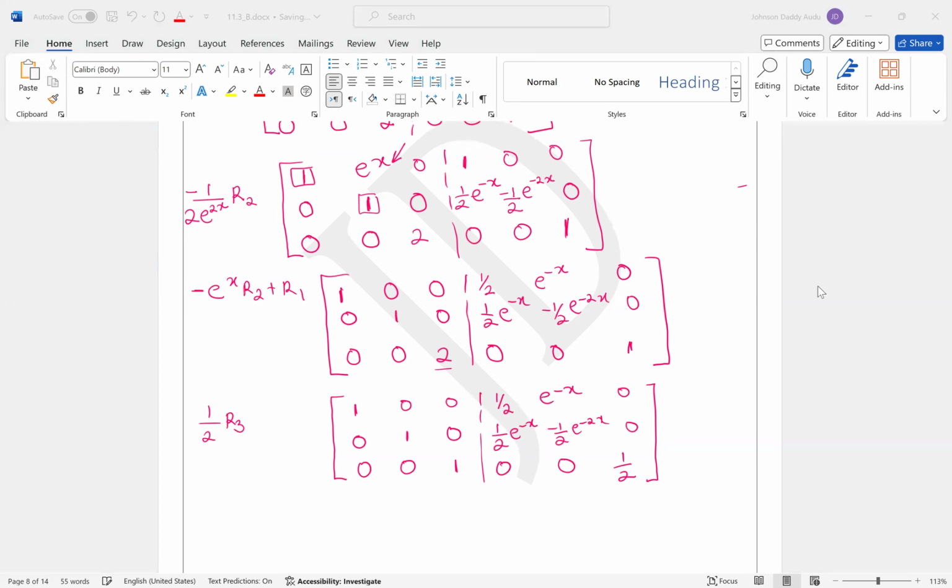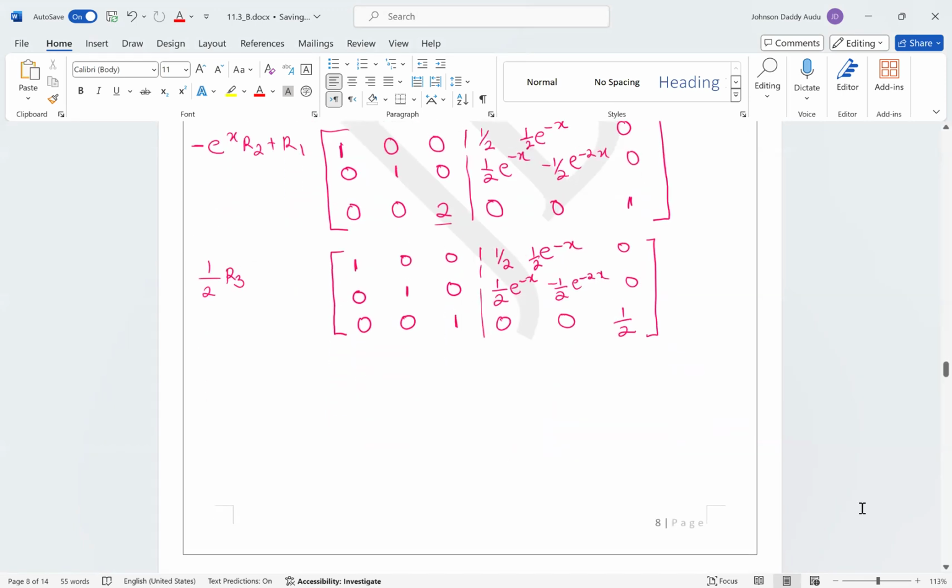All right, so I think there should be a half here. Yes, and also here, because you have minus half e to the power 2x R2. So here when we do minus e to the x R2 plus R1, it's just going to be this time. So this half is still here. So when you add it here, we have this.